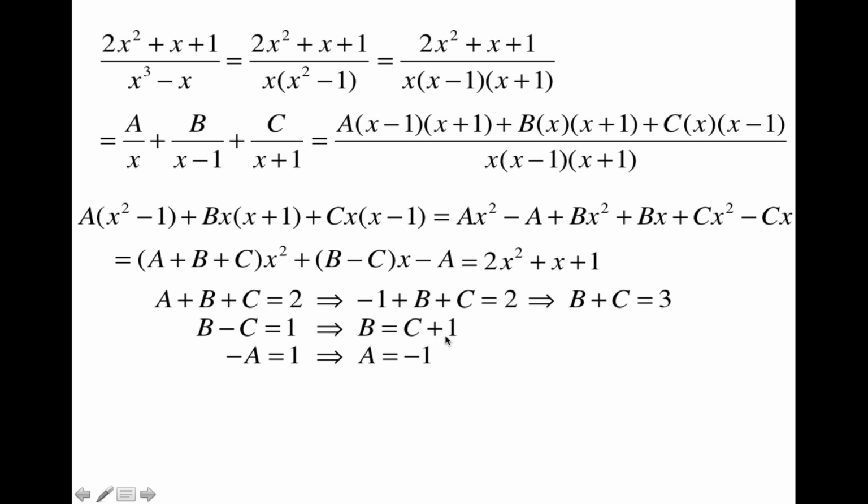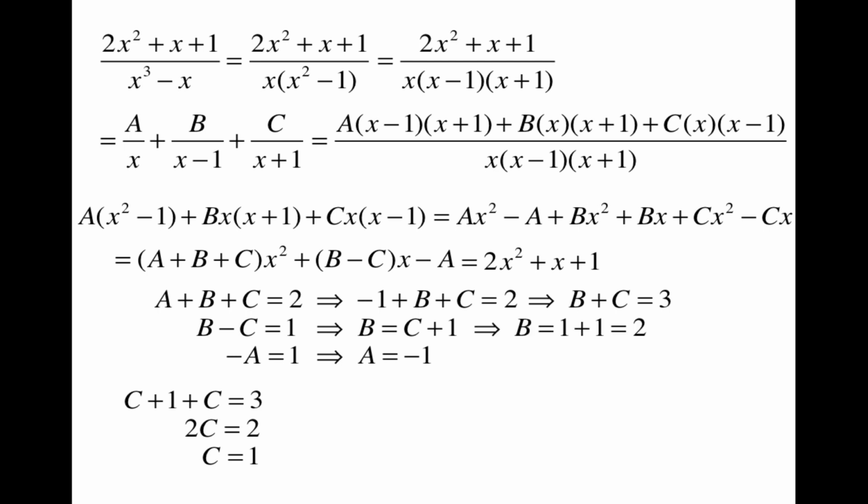So I can put c plus 1 up here into the b plus c. So now I have c plus 1 plus c equals 3. Subtract the 1, combine the like terms, and divide. So c equals 1. And then, of course, to find b, b equals c plus 1. So 1 plus 1 equals 2. Now I have a, b, and c.